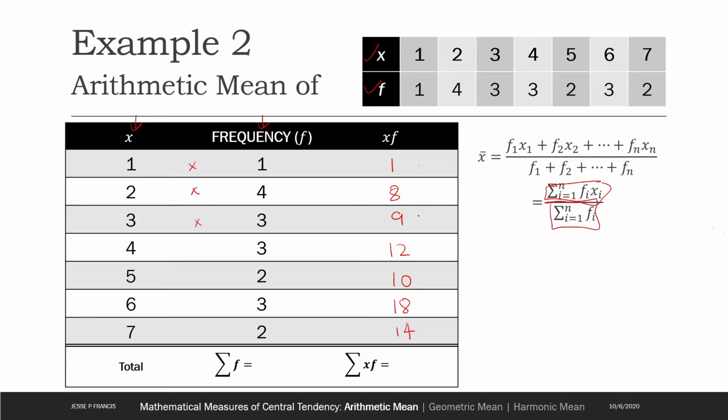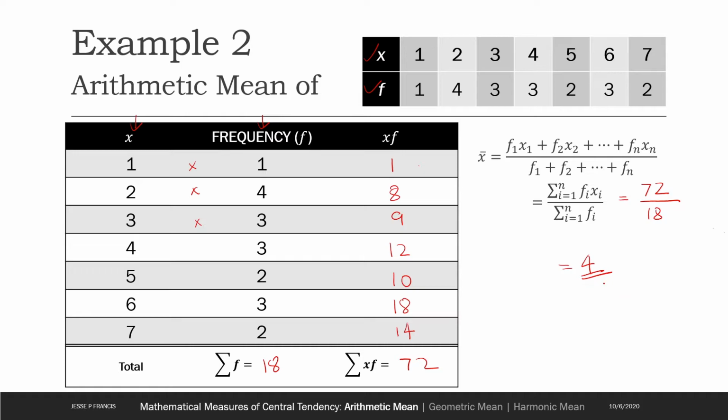Let's add this up. 1 plus 8 is 9, plus 9 is 18, 18 plus 12 is 30, 30 plus 10 is 40, 40 plus 18 is 58, 58 plus 14 is 72. Adding up the frequency, you will get 1 plus 4 is 5, plus 3 is 8, plus 3 is 11, plus 2 is 13, plus 3 is 16, 16 plus 2 is 18. So we have now easily found the numerator, summation fx, is 72, divided by summation f, which is 18, and the answer is 4.